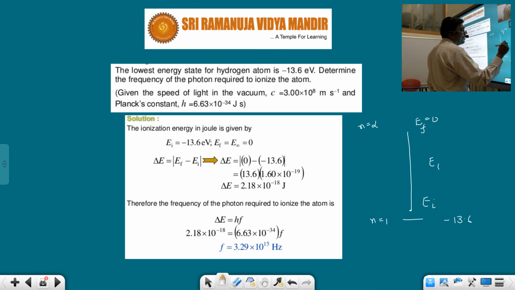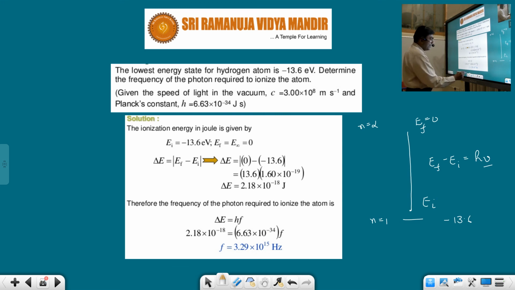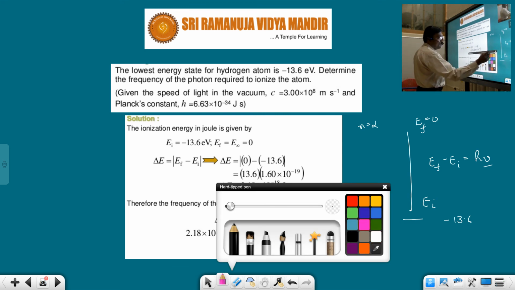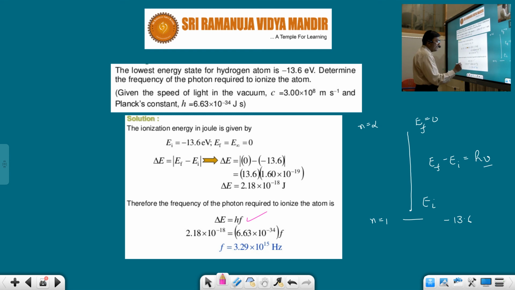E final minus E initial is equal to h nu. You have to find out the nu value. Finish, over. So I hope you are very clear about this numerical. So you can calculate the frequency, and the frequency comes out to be 3.29 into 10 power 15 Hertz.